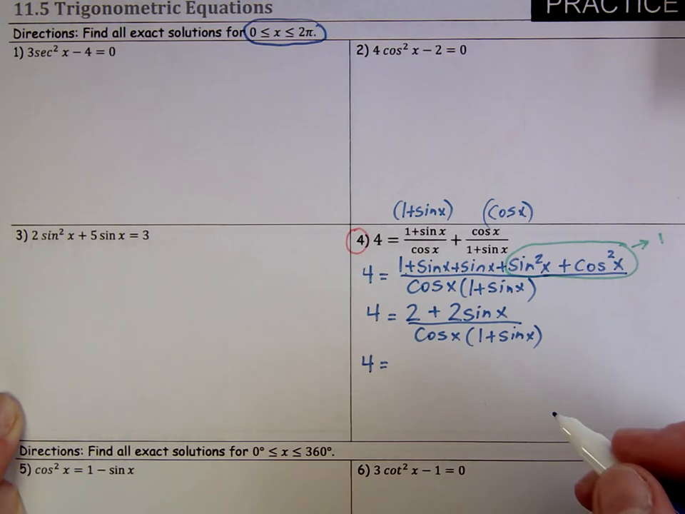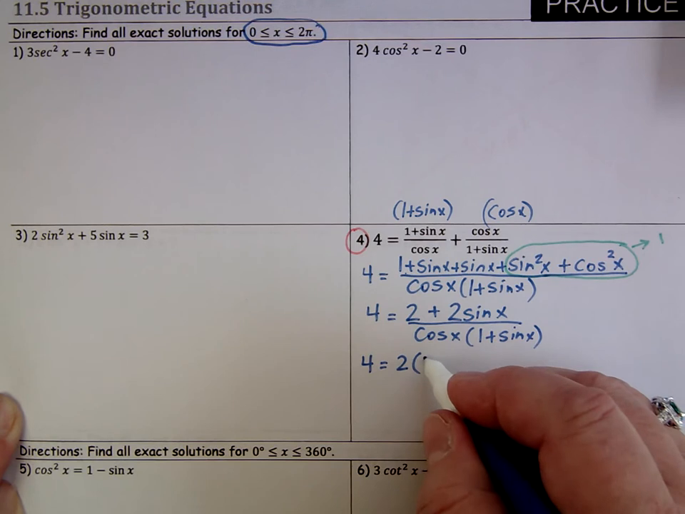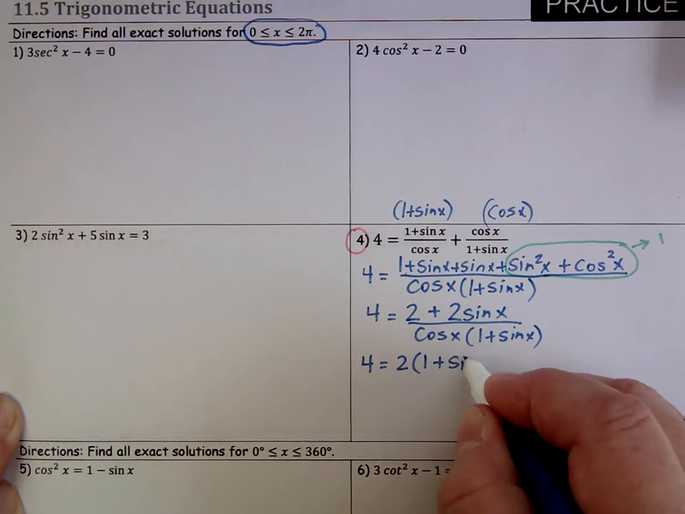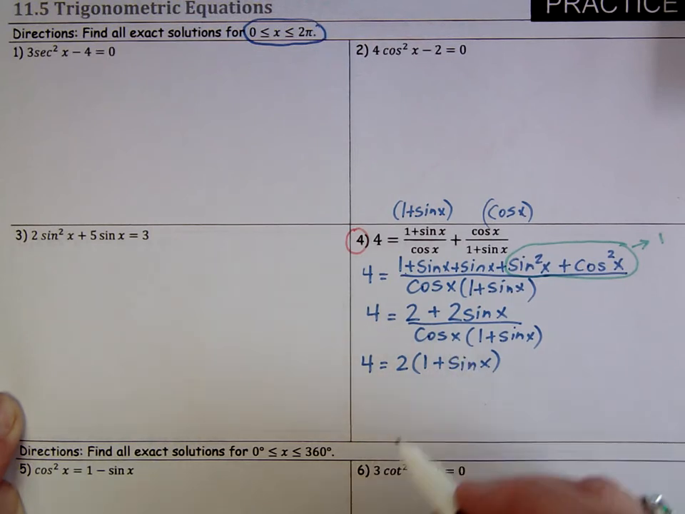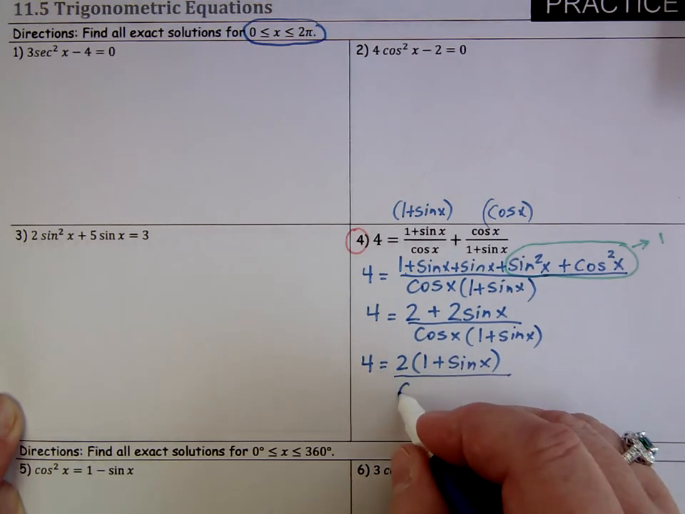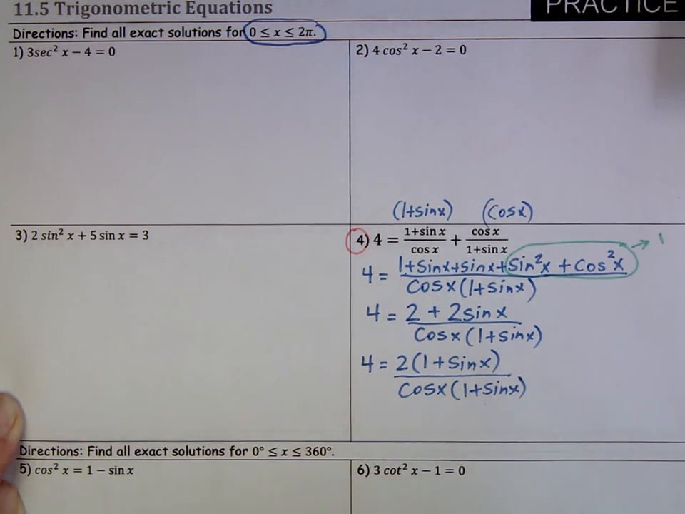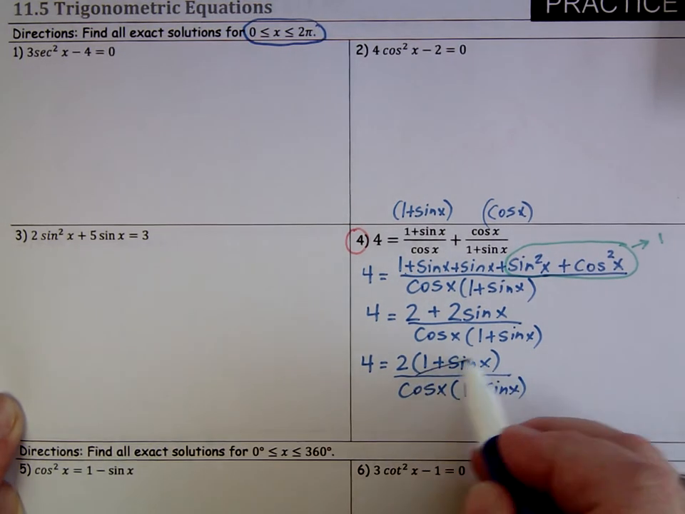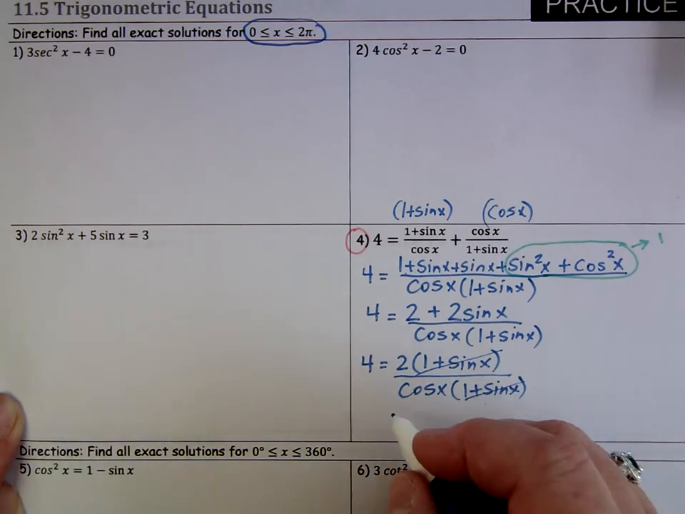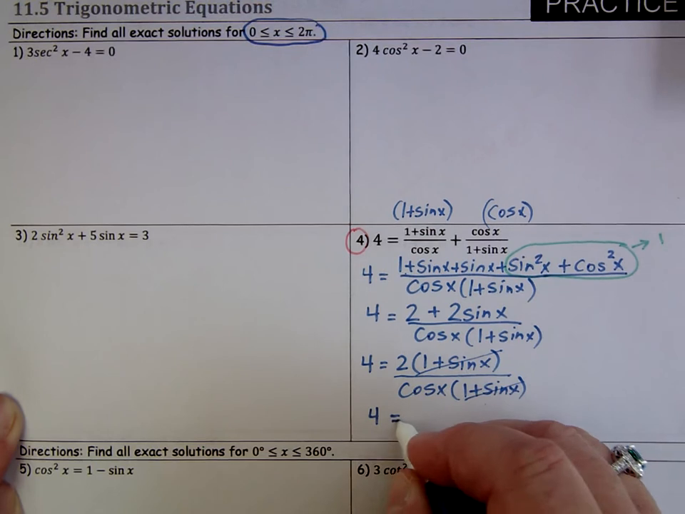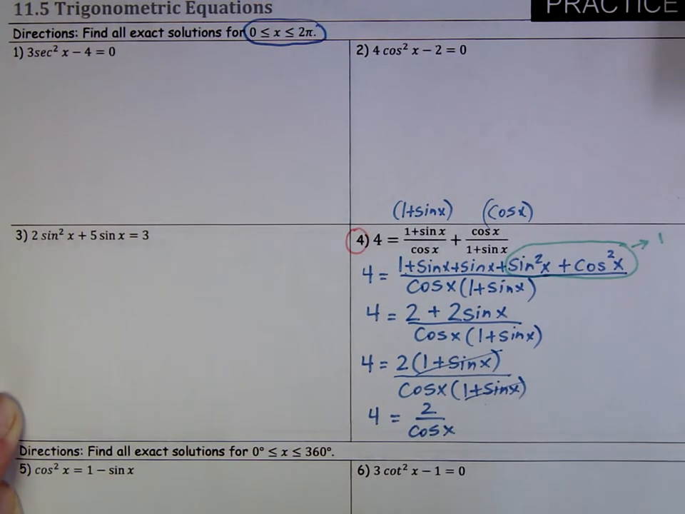Number 4 on the other side, he's just chillaxing, ain't nothing going on with him. If I factor out a 2, I get a 1 plus a sine of x. Distribute it back, you can check, 2 sine of x, yep, that's what it is. Over cosine of x and a 1 plus sine of x. And the thing that makes me happy about that at this point is that I can cancel these guys. All right, so what I'm left with is a 4 equals a 2 over a cosine of x.